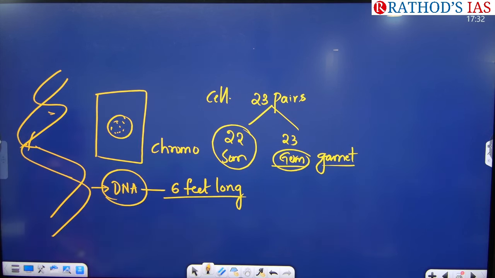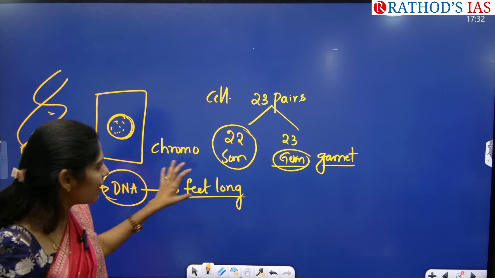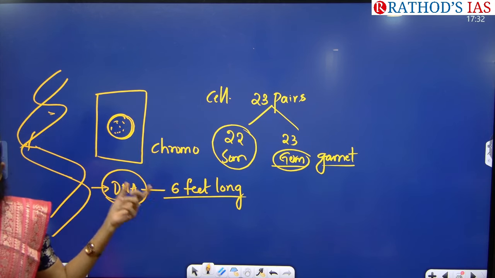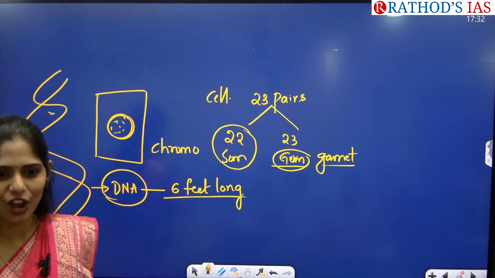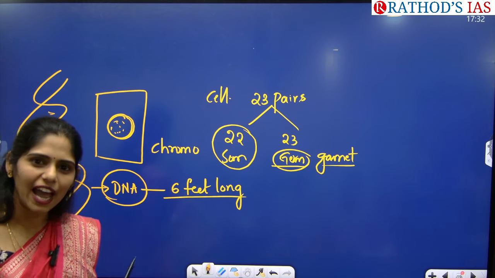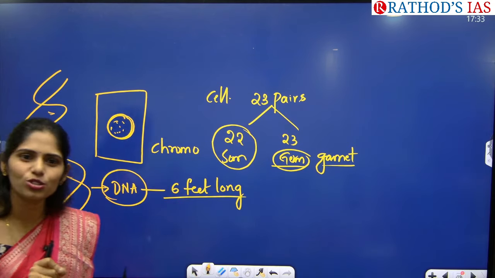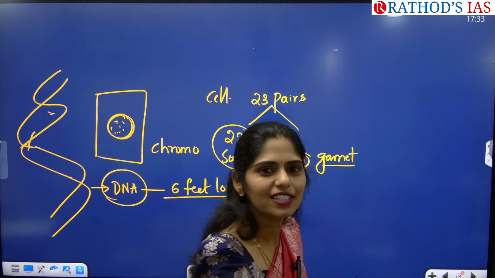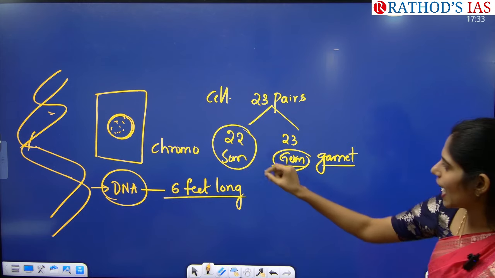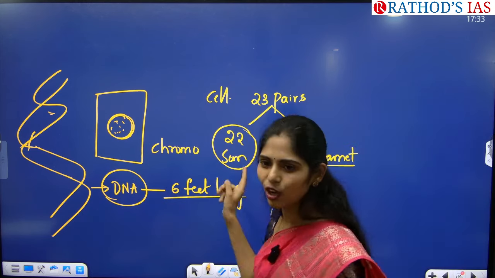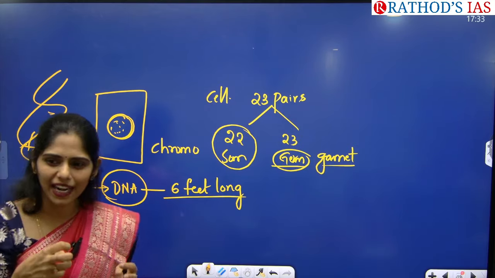So if we have to keep this 6 feet long DNA in a single nucleus, how many DNAs do we have? We have 46 DNAs. So 46 into 6 feet long, you can see how lengthy it is. This has to be placed in this small nucleus. Already the cell is a very microscopic organelle, and in that cell the nucleus is very small. In that small organelle, we have to place these 6 feet long 46 DNAs. That means it should be placed in a very compact manner, right?